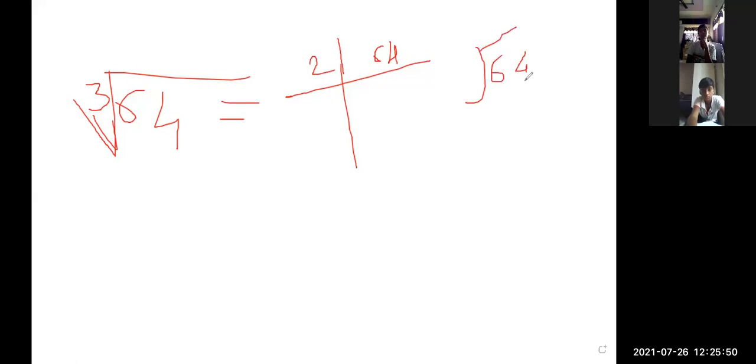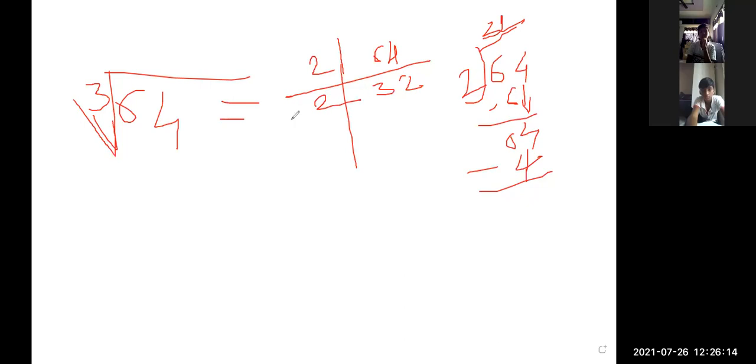So in 2's table, 64 we can divide by 2. 2 threes are 6, what remains? 0. Then take down 4. 2 twos are 4, so what remains? 0. So here we get the answer 32. Now again here, 2 is there at the unit place.